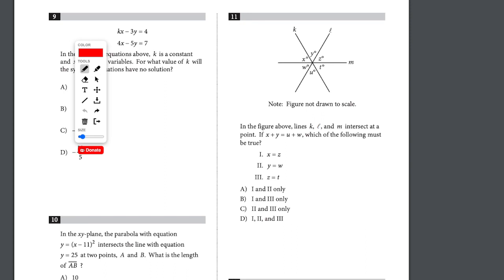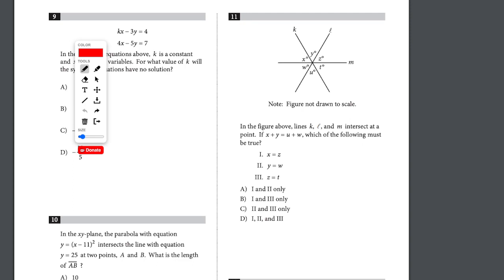So it says in the figure above, lines K, L, M intersect at a point. If x plus y equals u plus w, which of the following must be true? It has to be something provable by the geometry, definition, theorem, formula, law, something, and we need to be able to prove it. So the first one is x equals z.